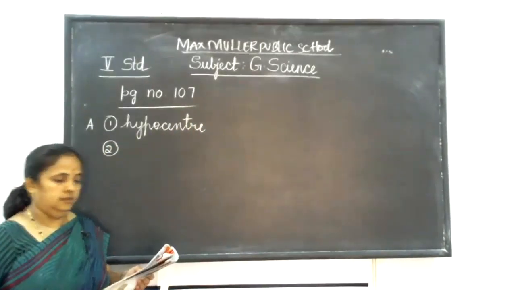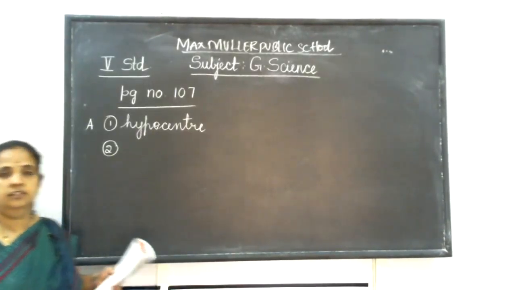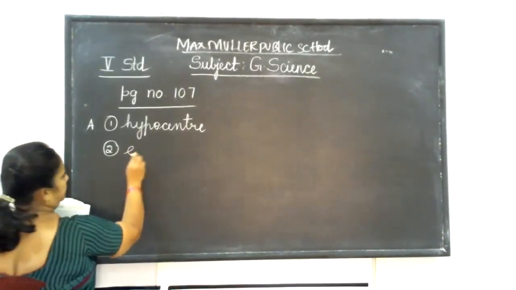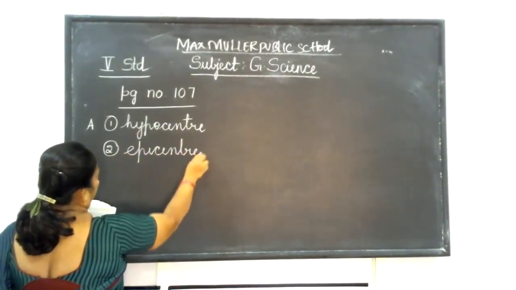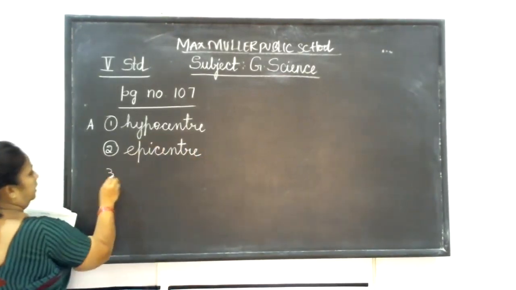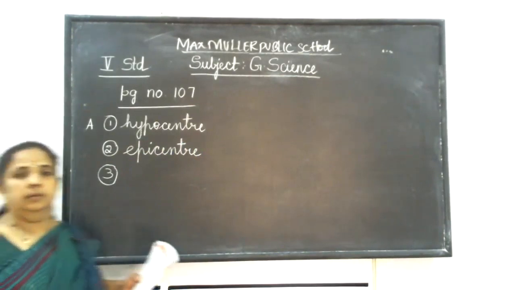Next, second, the position directly above it on the ground surface is called. So inside the earth where it starts, it is called hypocenter, and on the surface of the earth where the earthquake is present or felt, it is called epicenter.